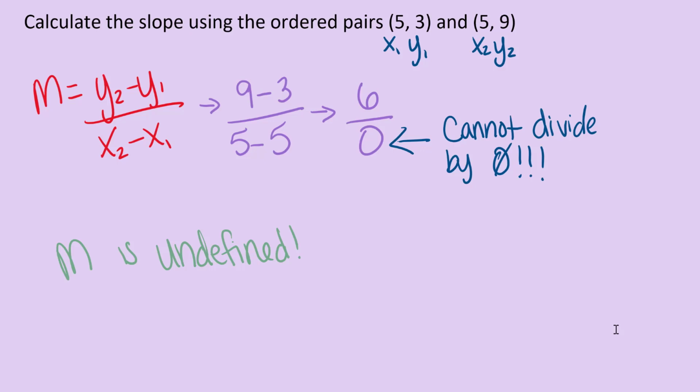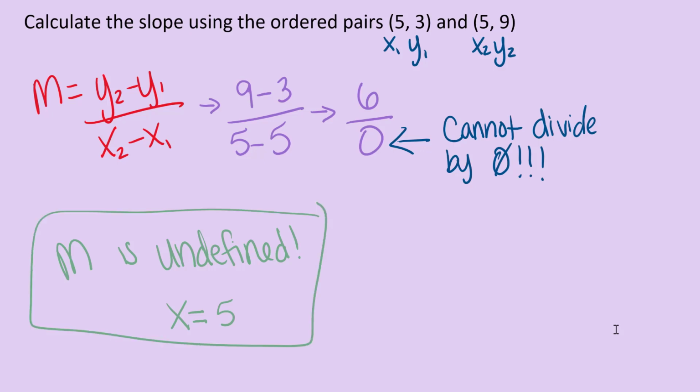When this happens, our equation is actually an x equals whatever your x value is. So in this case, 5. You can't tell me what the slope is because it's undefined. So if I ever ask, undefined is the correct answer. But you can't give me a steepness and you can't give me a direction because it really just means that our graph is going straight up and down. Make sure you remember this. When 0's on bottom, slope is undefined.